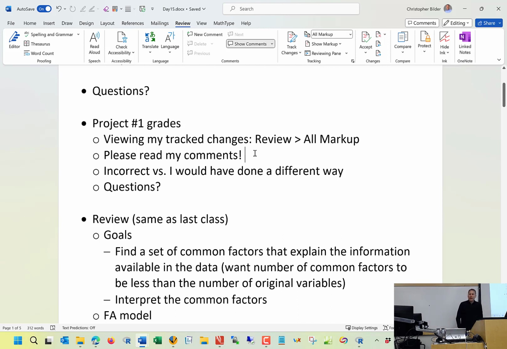There are times where an answer is incorrect versus times I would have done a problem a different way. In both cases I tried to make a comment about it. Obviously, if I think it's incorrect, I'm going to take off points. If I would have done it a different way, like choosing four principal components rather than 5, I put that there too. So make sure that you read all my comments, even those that aren't corresponding to something incorrect. Were there any questions regarding the project?